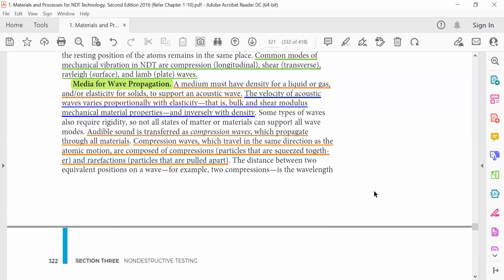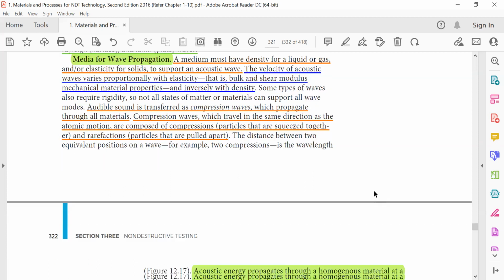Audible sound is transferred as compression waves, which propagate through all materials. Compression waves, which travel in the same direction as the atomic motion, are composed of compression, where particles are squeezed together, and rarefaction, where particles are pulled apart. The distance between two equivalent positions on a wave, for example two compressions, is the wavelength.